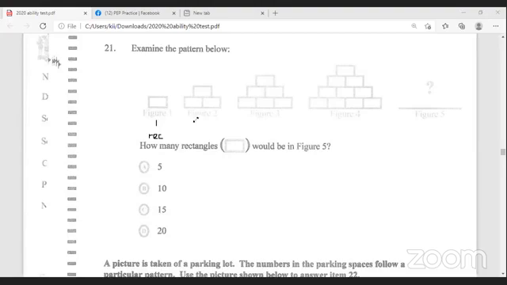Let's use a typing tool instead. 3. And then 6. And then 10. And then 15. So the answer is 15. All right. Very good, everyone. Let's move on to the next question.